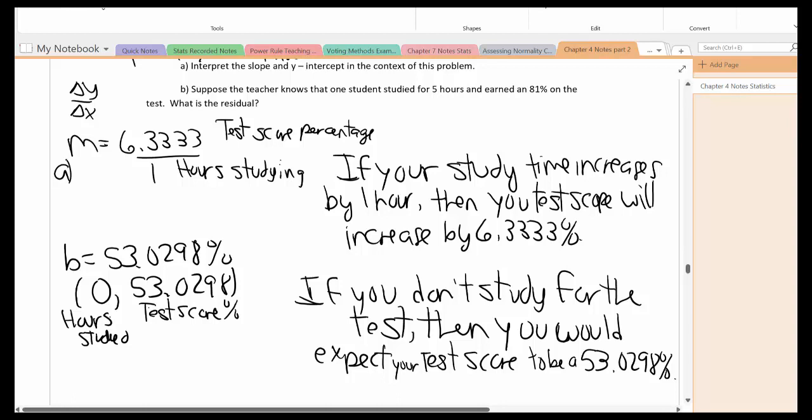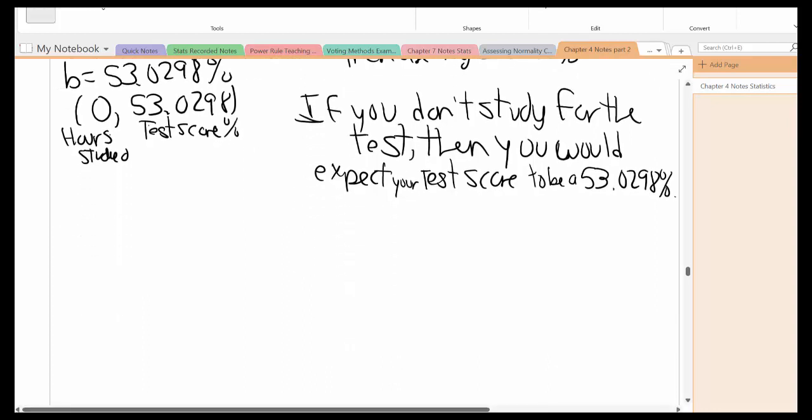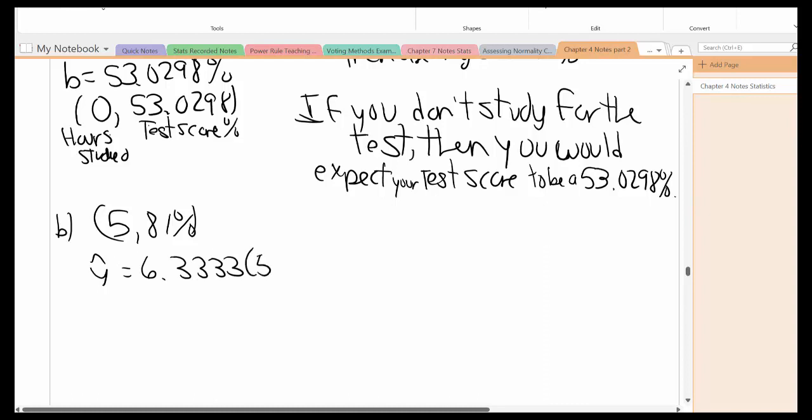Part B, suppose a teacher knows that one student studied for 5 hours and earned an 81% on the test. What is the residual? So here's what we know then for Part B. So it's 5 and 81%. I need to plug in 5 in the least squares regression line. So when you multiply and you add, you get this.